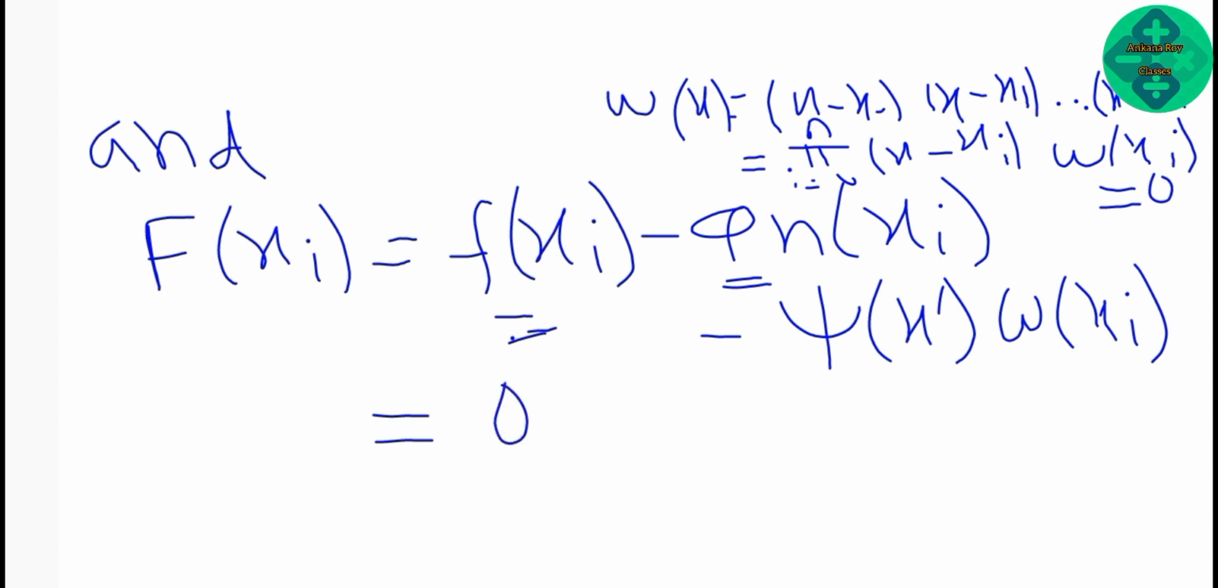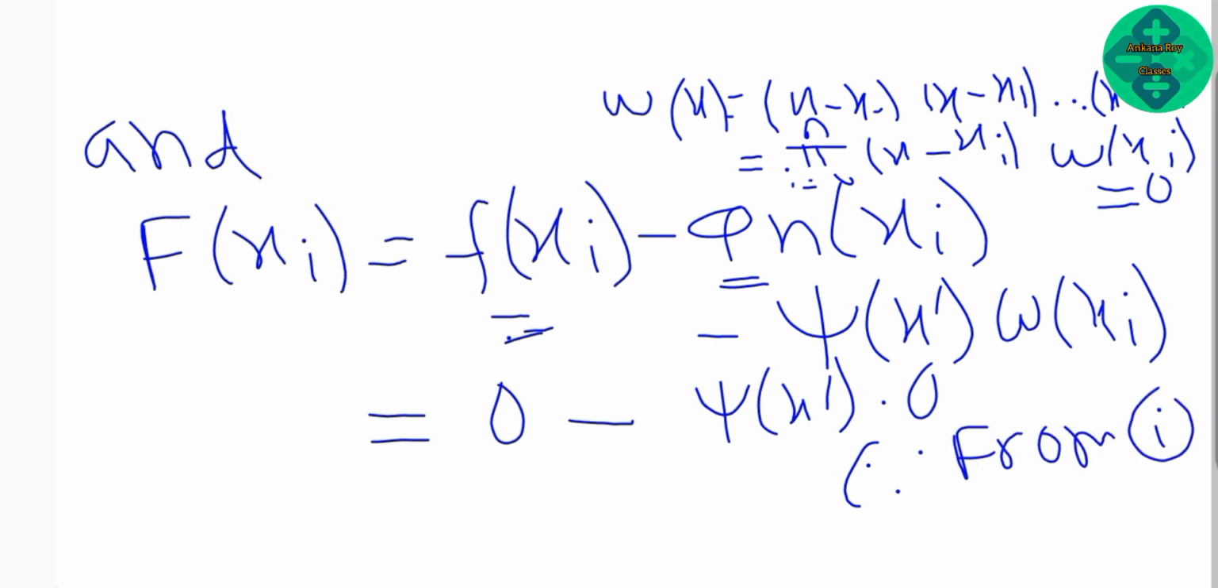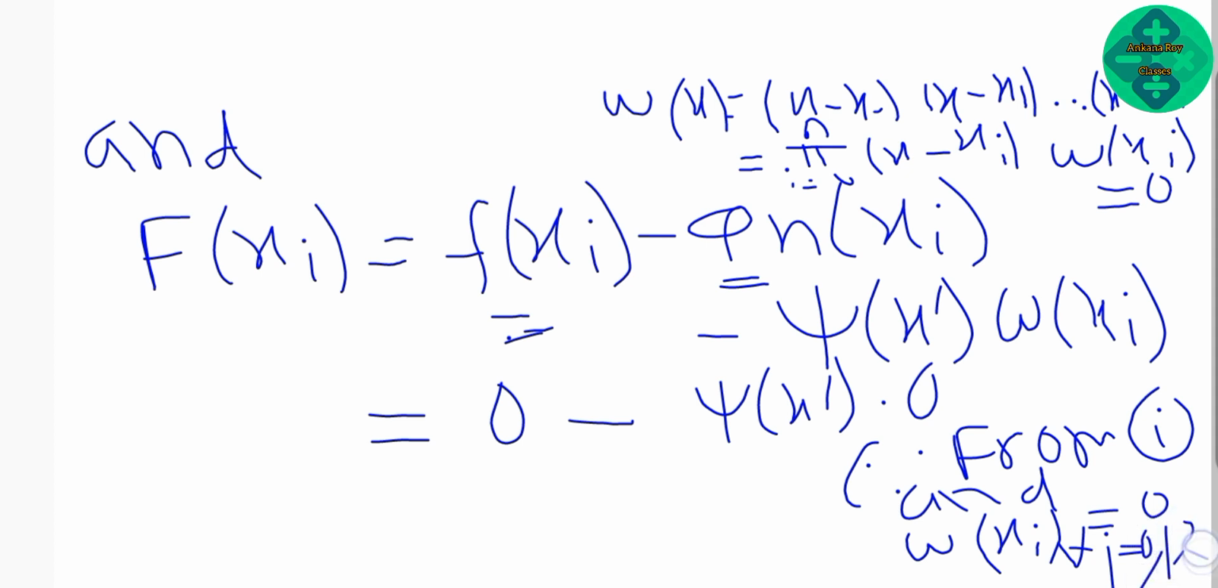So, F(xi) is f(xi) minus phi_n(xi) minus psi(x') into 0. Since from 1, small f(xi) is equal to phi_n(xi), that is, small f(xi) minus phi_n(xi) is equal to 0, and omega(xi) is equal to 0 for all i equal to 0, 1, 2 up to n. That is, capital F(xi) is equal to 0.